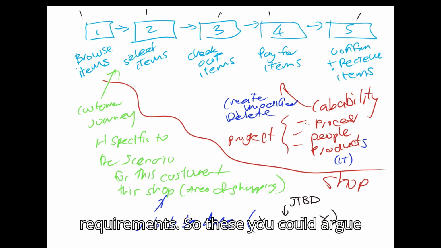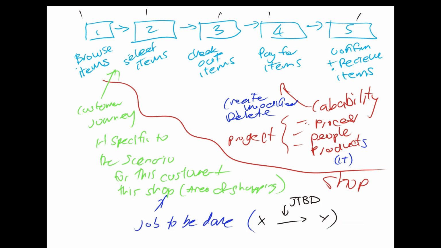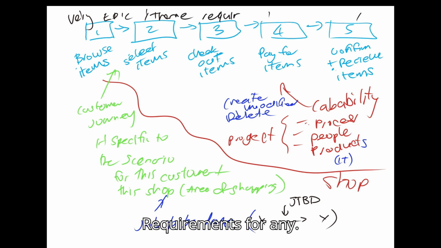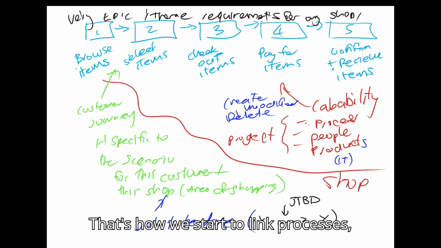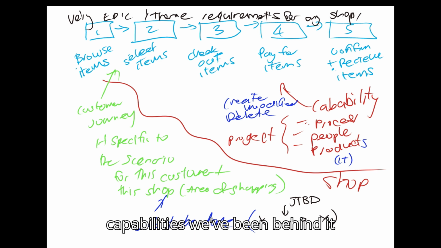So these, you could argue, are very, very high level, very epic, almost theme level requirements for any shop. That's how we start to link processes, capabilities, everything behind it, and how we link them to requirements.